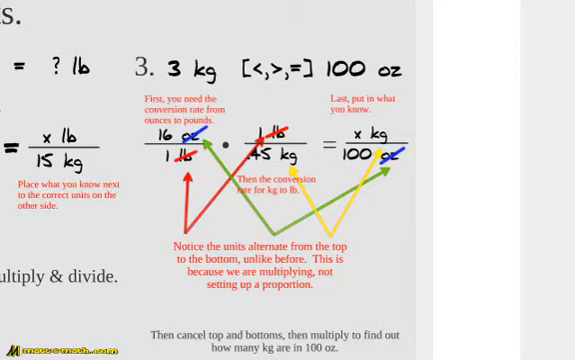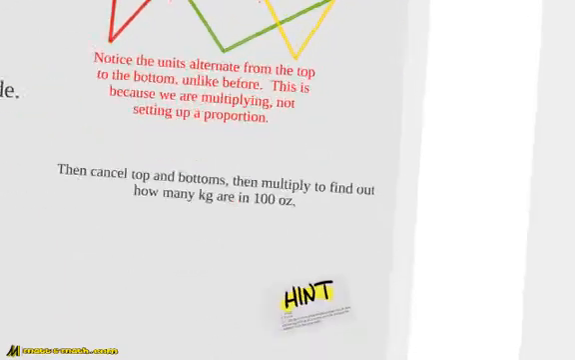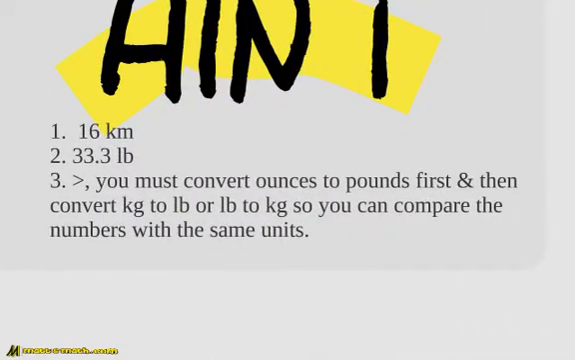Ounces cancel, pounds cancel, and so do the kilograms. Okay. It was greater than, because you must convert ounces to pounds first. And you'll get that 3 kilograms is more than 100 ounces.